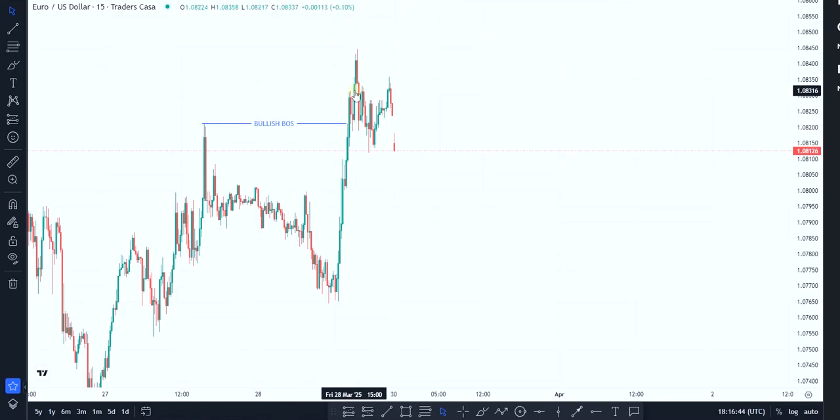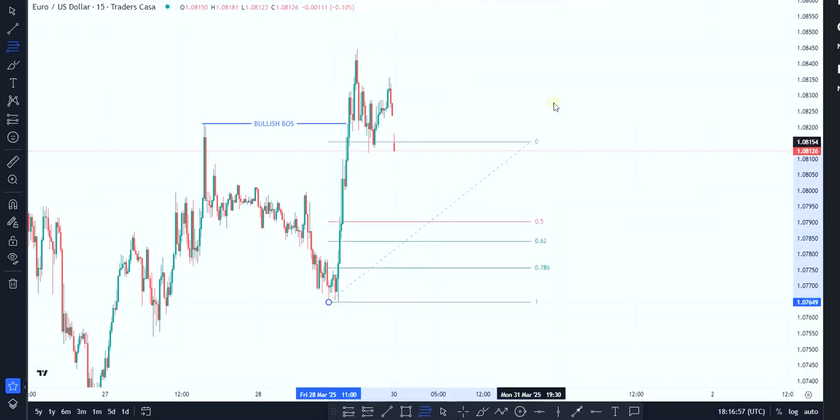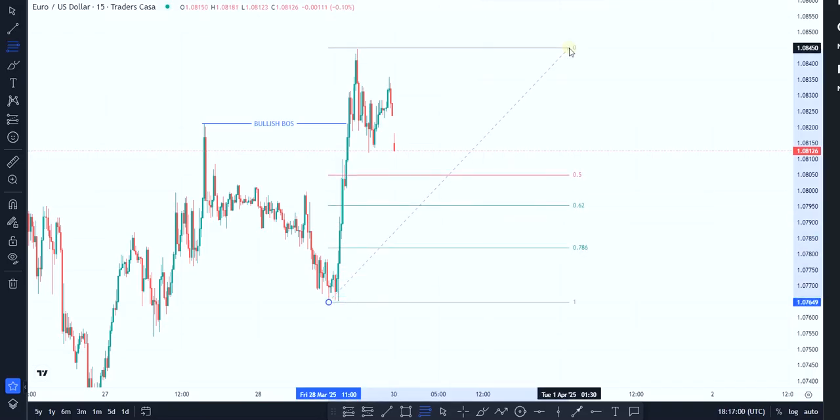The second thing is that you use your fib tool. Remember, this is an uptrend. We are using our fib tool to draw from a recent low to a recent high. So I will select my fib tool right here. This is our recent low, to our recent high. Remember, uptrend: recent low, recent high. If it is a downtrend: recent high, recent low.